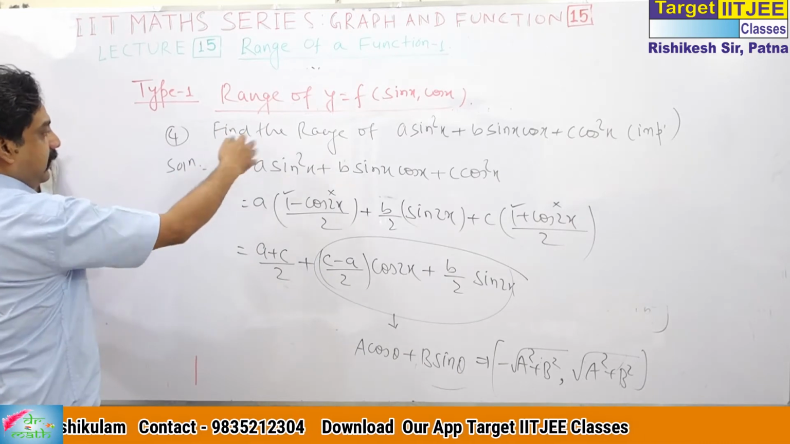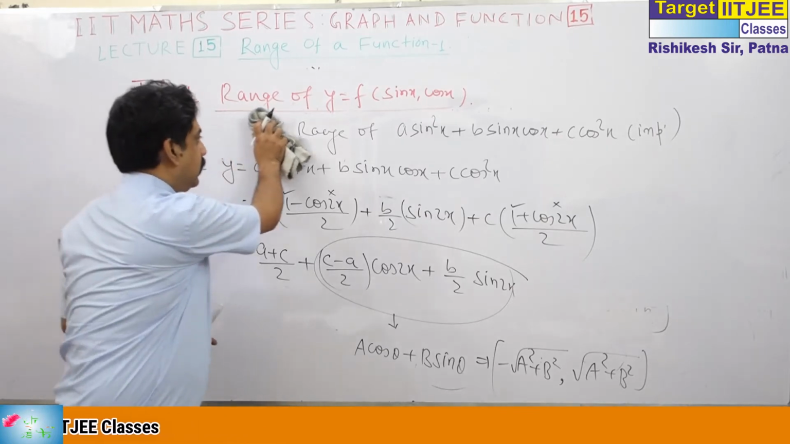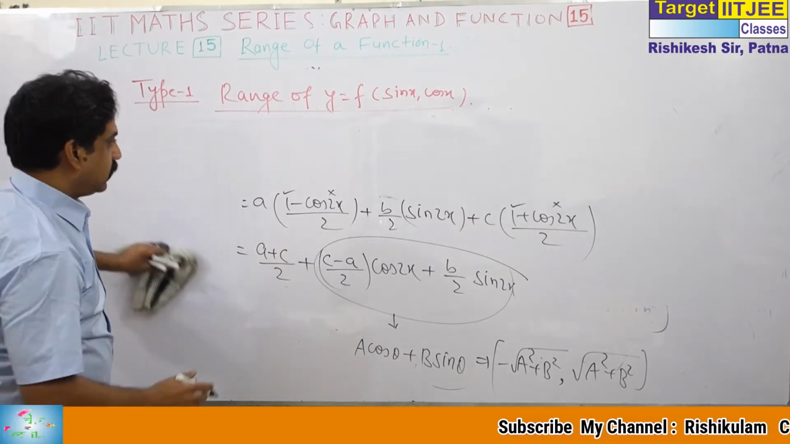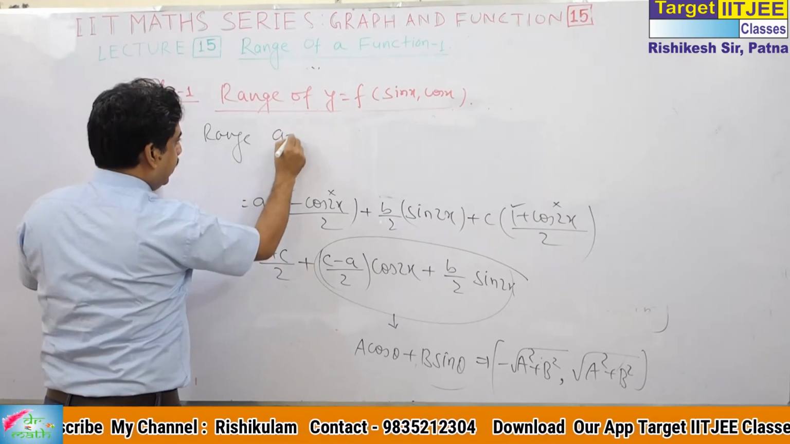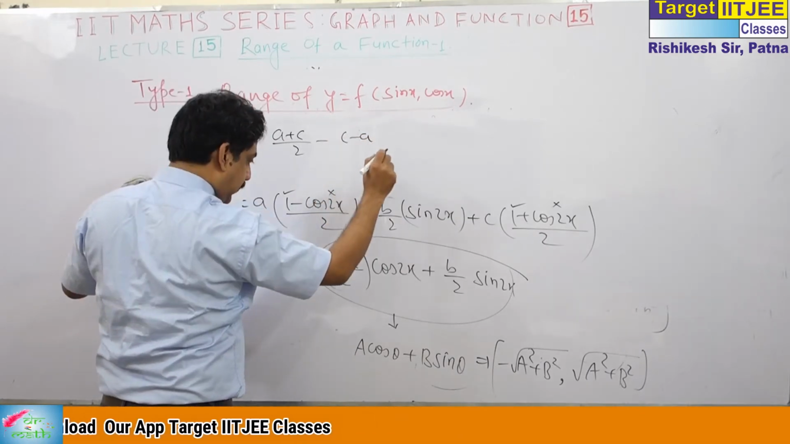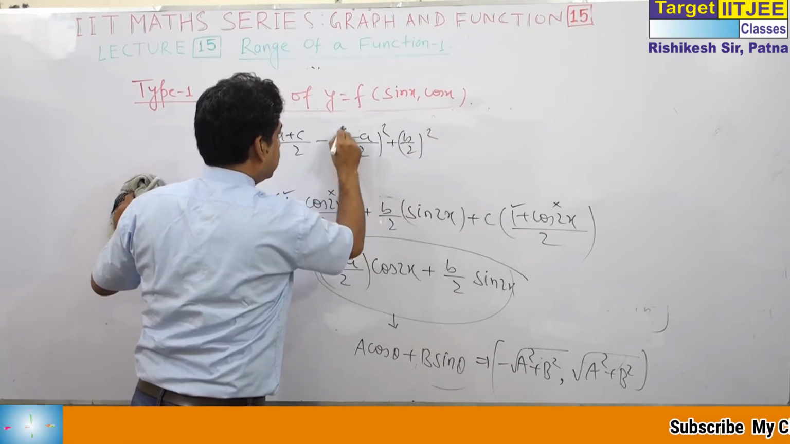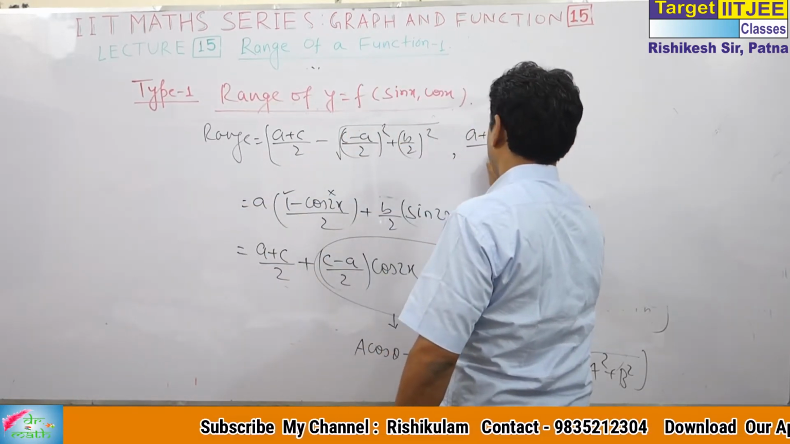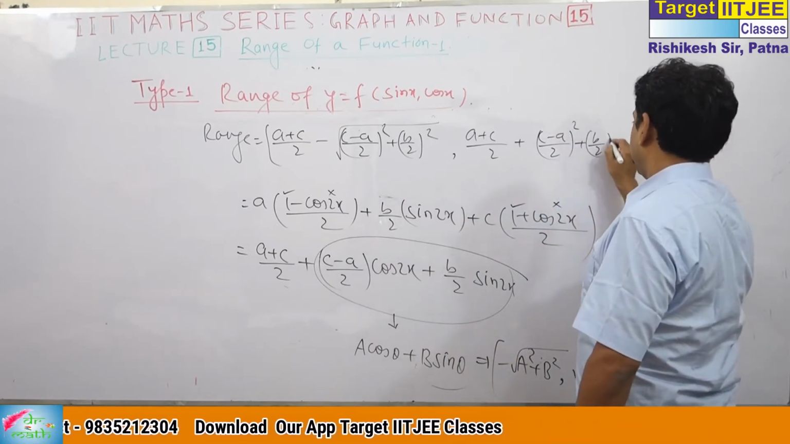So let me erase the above step and write the range directly. This is, you can say, the range. Actually we will add A plus C by 2 in both, and for this we write C minus A by 2 whole square plus B by 2 whole square, and for this A plus C by 2, C minus A by 2 square plus B by 2 square.